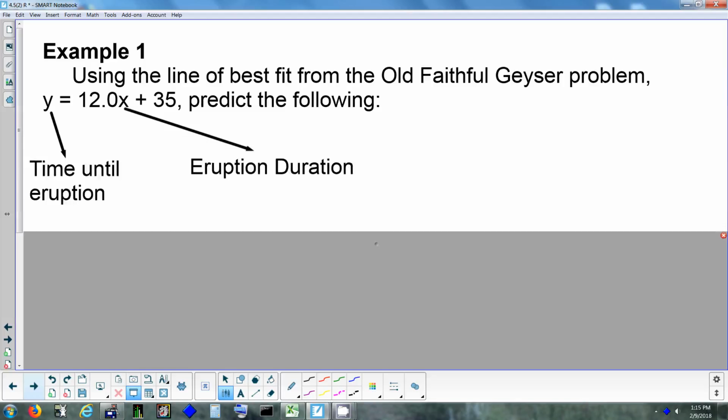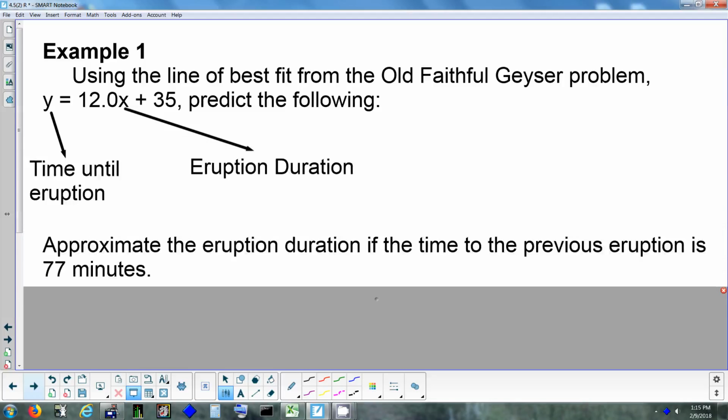Right. So in this formula, y is the time until the eruption, and x is how long the previous eruption lasted. Okay, so what we're going to do is try to make a prediction using this equation. The prediction I want to make, based on this equation, is to approximate the eruption duration if the time to the previous eruption is 77 minutes.